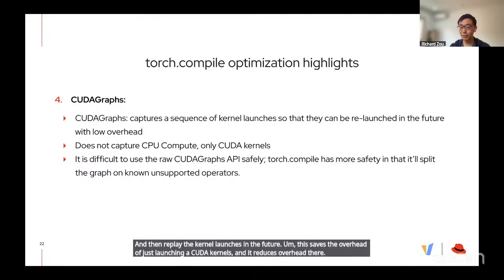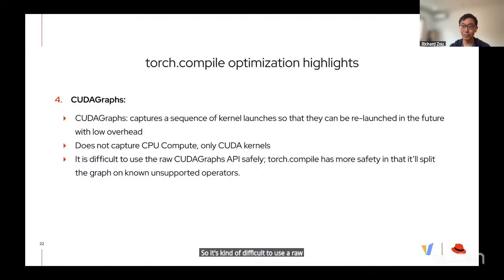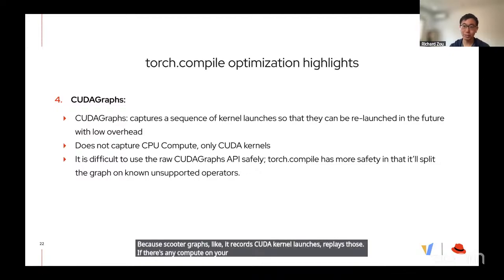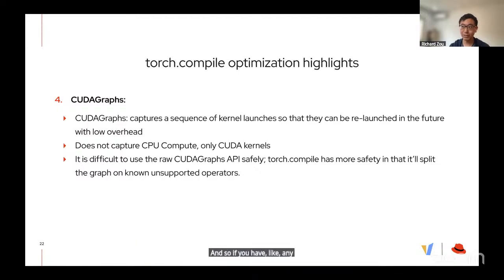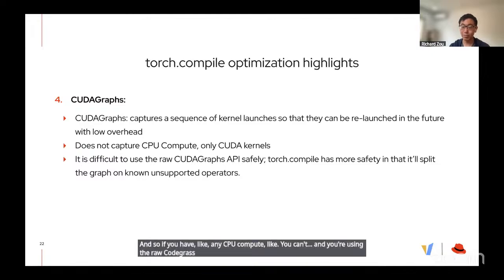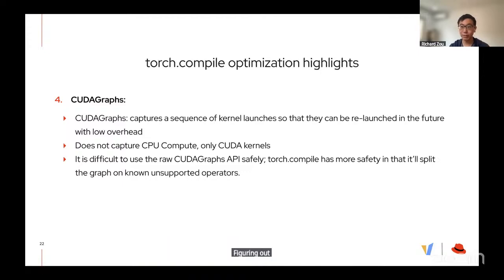It's kind of difficult to use the raw CUDA graphs API safely, because CUDA graphs record CUDA kernel launches and replay those. If there's any compute on your CPU, like any CPU kernels that are running, those do not get recorded and do not get replayed. So if you have any CPU compute and you're using the raw CUDA API, it may result in silent incorrectness. Torch Compile fixes that for you by analyzing your code, figuring out if you have any unsafe operations, and graph breaking when you do.